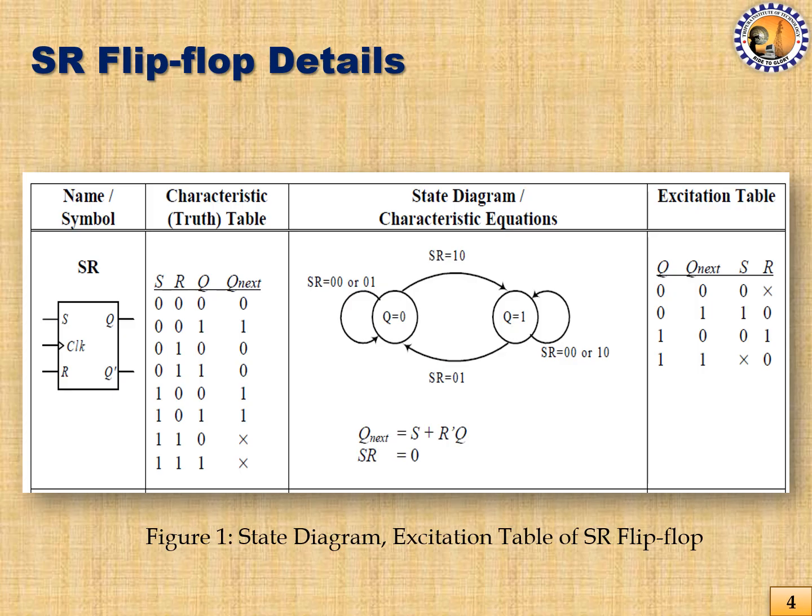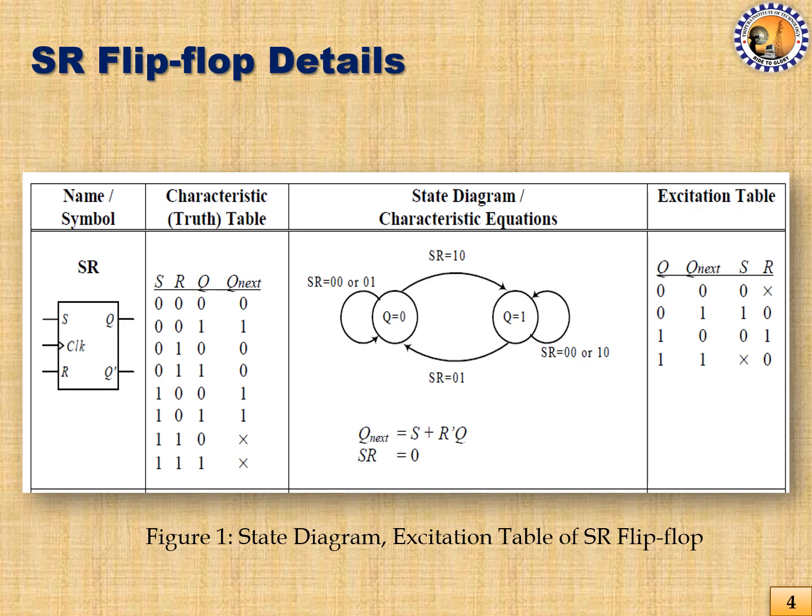Now on the last column, we have excitation table. In the excitation table, we have the present state and next state of the flip-flop outputs at the left hand side. And on the right hand side, we have the two inputs. So it shows that from a present state to a next state, under what condition this transition happens, all these are listed in the excitation table. For example, for 0 0, that means present state is 0, next state is 0. So what is the condition?